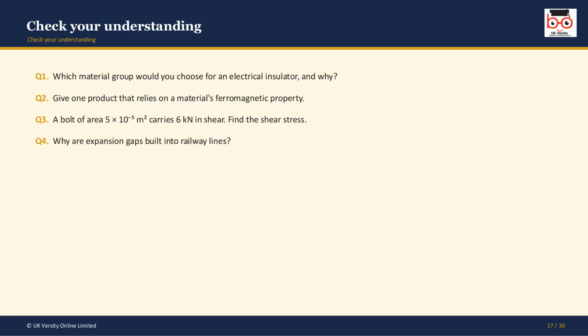A few more to try. First, which group of materials would you pick for an electrical insulator, and why? Second, can you name a product that relies on a material being ferromagnetic? Third, a bolt of area 5 times 10 to the minus 5 square meters carries 6 kilonewtons in shear. Find the shear stress. And fourth, why are expansion gaps built into railway lines?